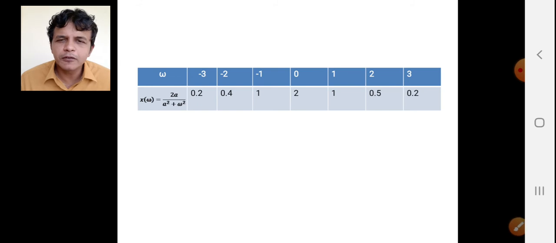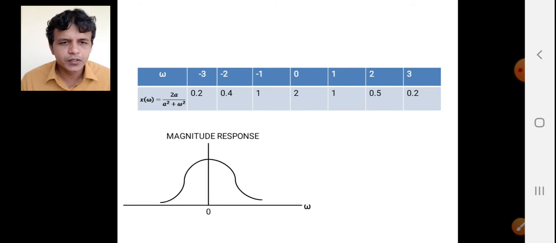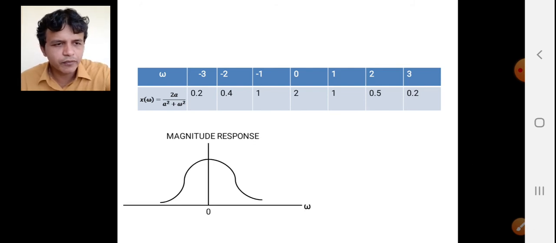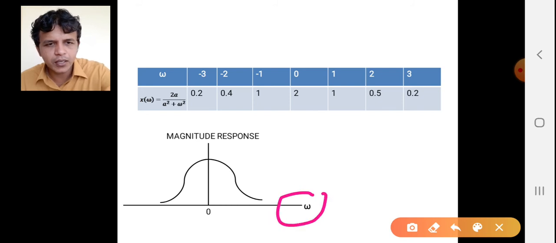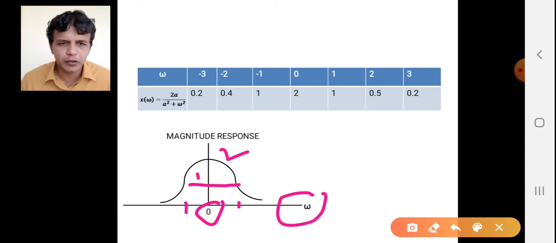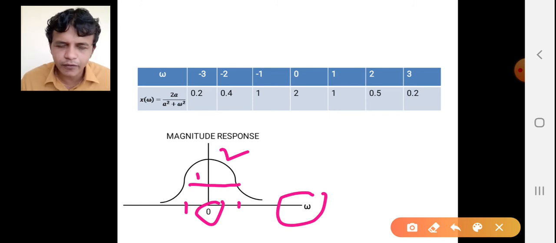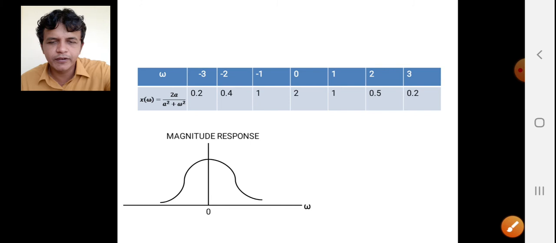So we have got the values of different magnitudes for different values of frequencies, and now we are going to plot it. Along the x-axis we have frequency, and along the y-axis we have the magnitude of the frequency domain signal. For omega equal to 0, the magnitude is 2. For omega equal to minus 1, and also for omega equal to 1, the magnitude is 1. For omega equal to 2 and minus 2, the magnitude is 0.4. So this is the picture that you are seeing on the page, and that gives the magnitude response of the given frequency domain signal. Next we have to find the phase response.